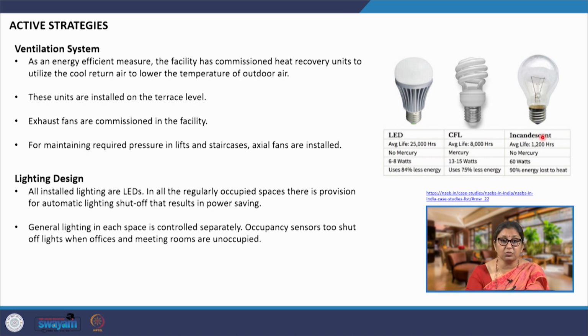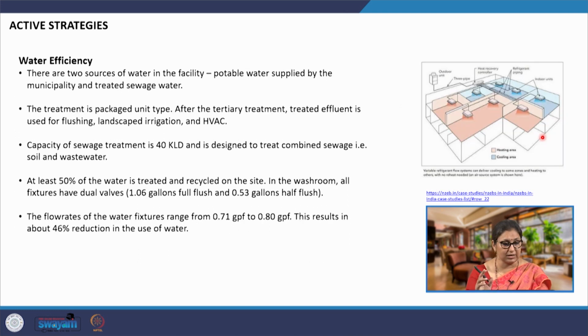But before coming to artificial lighting design and choosing LEDs, the building has been designed so that more than 75% of the total habitable areas are daylit. And additionally, water efficiency: potable water is supplied by the municipality and treated sewage water, of course the uses differ, thereby reducing the requirement for pumping more water.